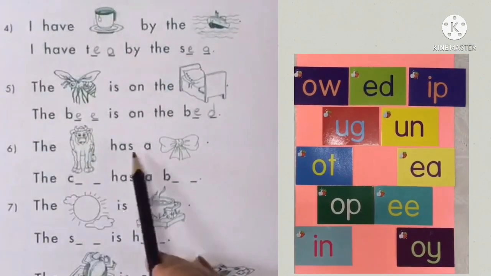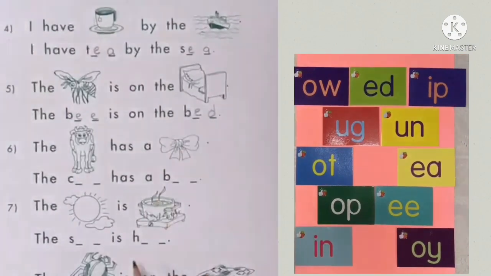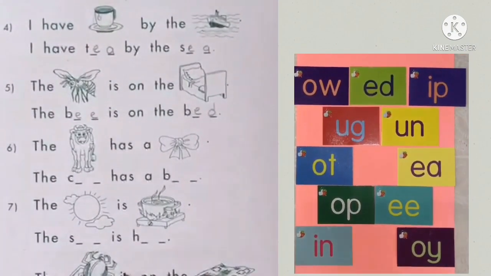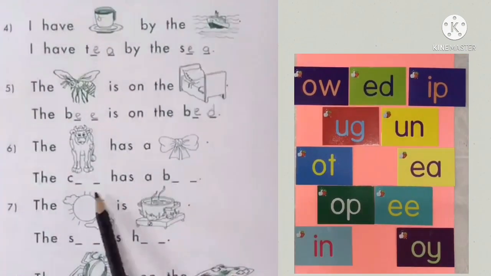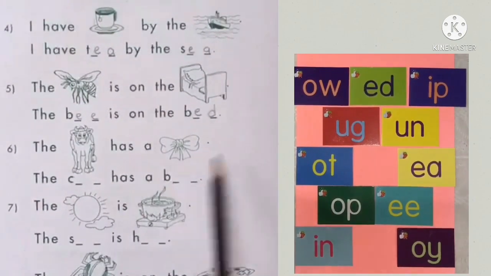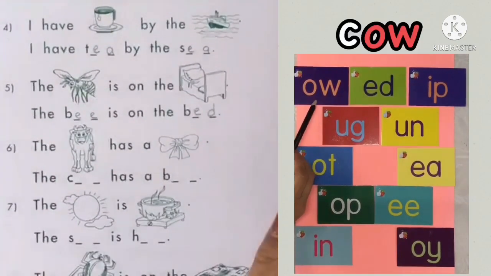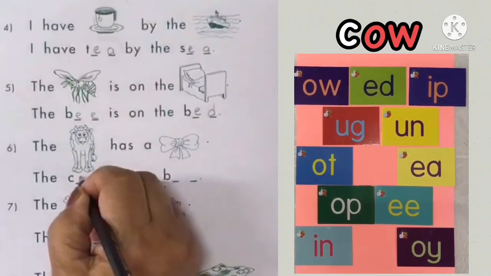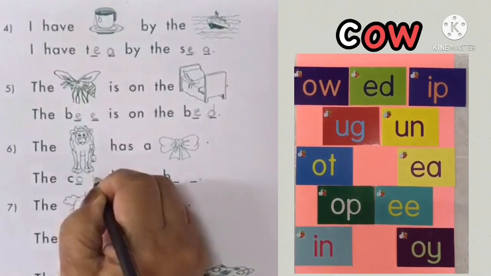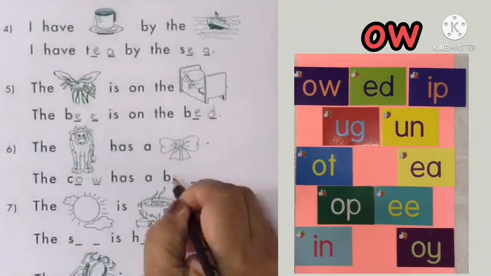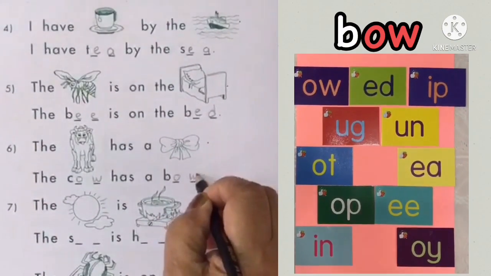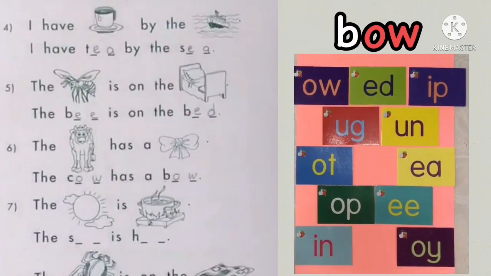Now, let's go to number six. The cow has a bow. Remember the special sound of O-W? O-W and O. So, cow, bow. So, do I use O-W? Yes, this is the special sound of O-W. K-O-W, cow. And B-O-W, bow.